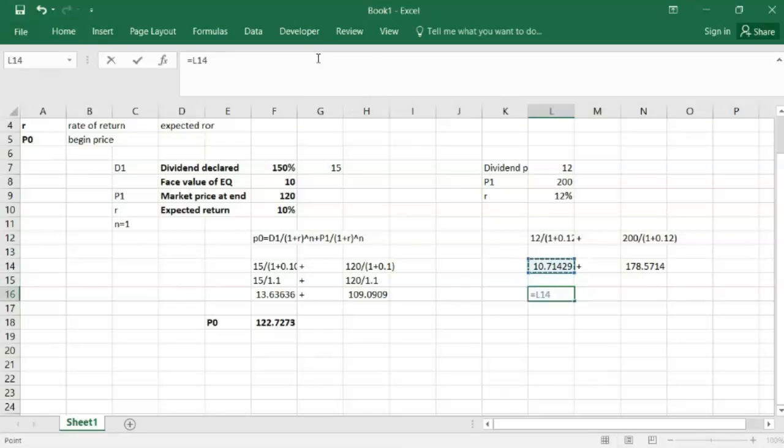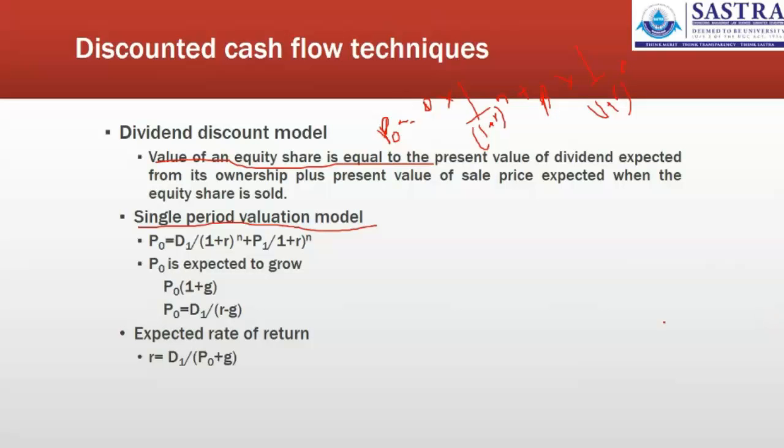So here I just take the dividend and the price together. The P0 is equal to 189.28 rupees, the intrinsic value of the security, or the price at the beginning of the period, or the present value. So this is for the first one.